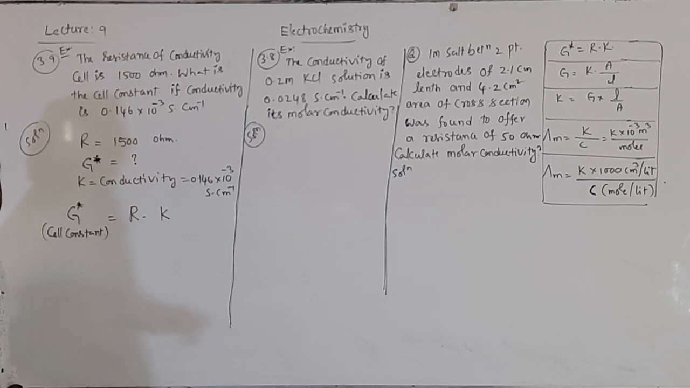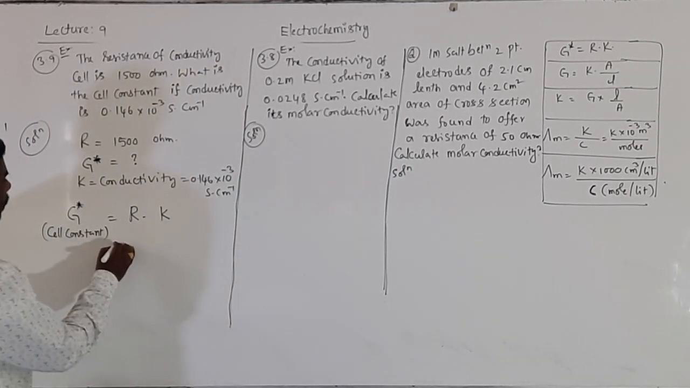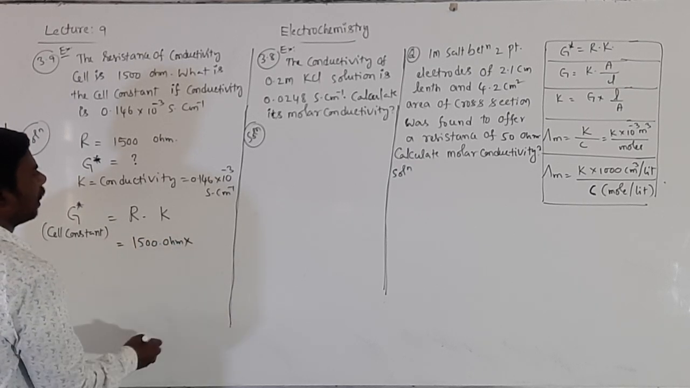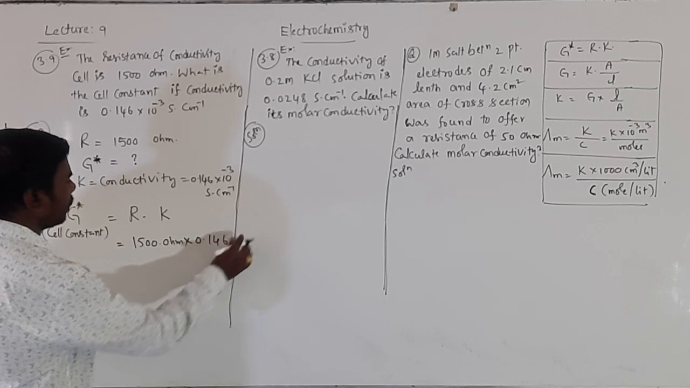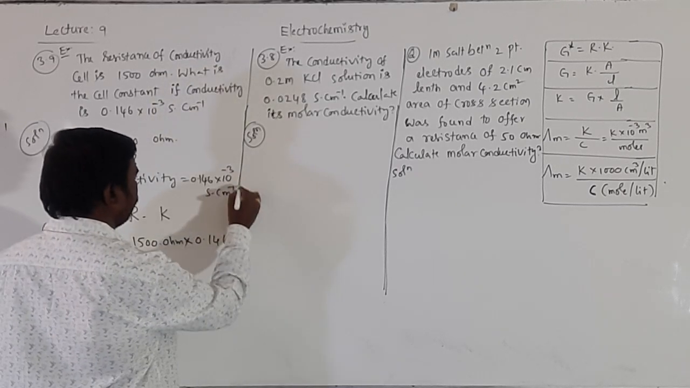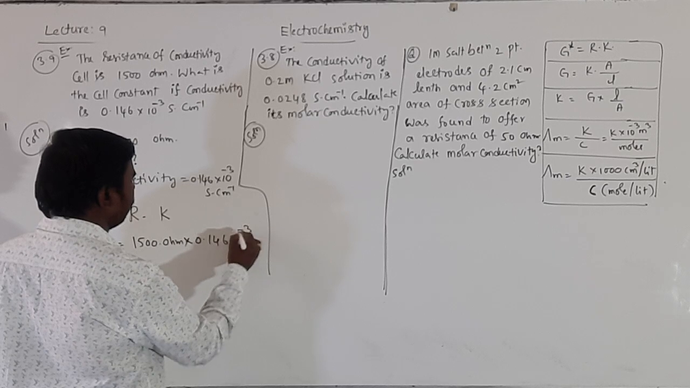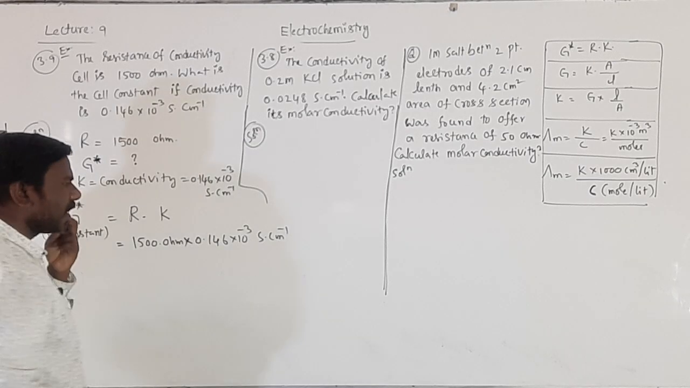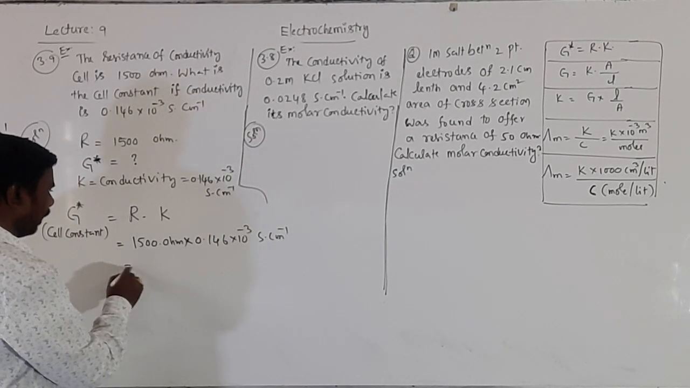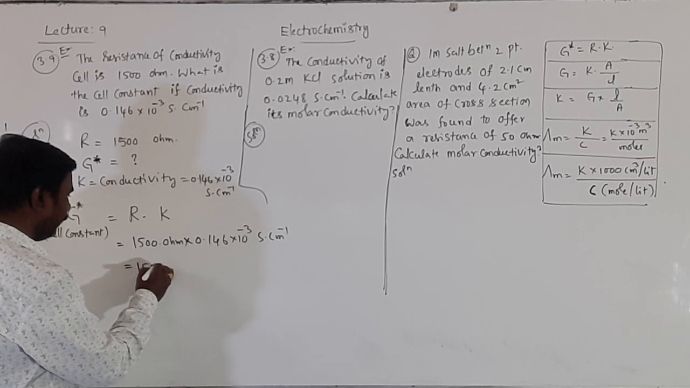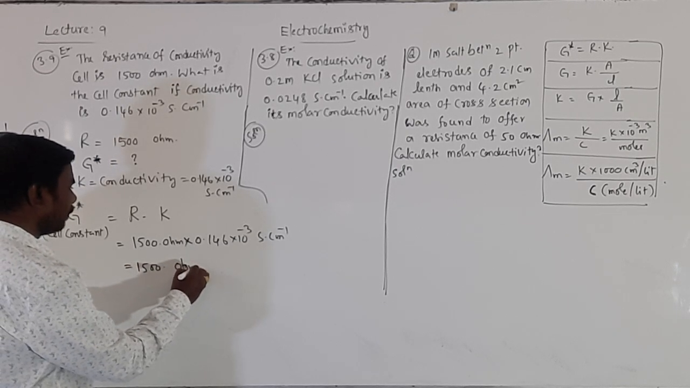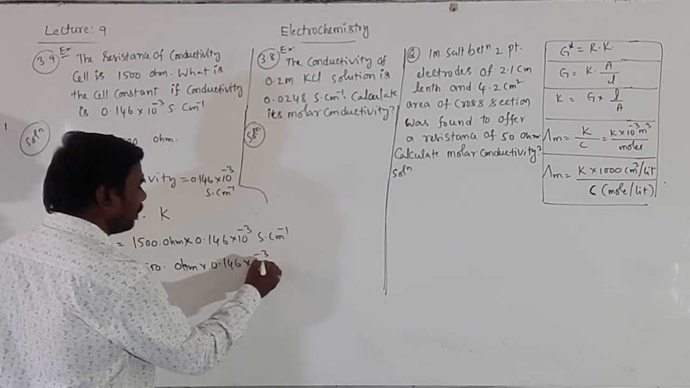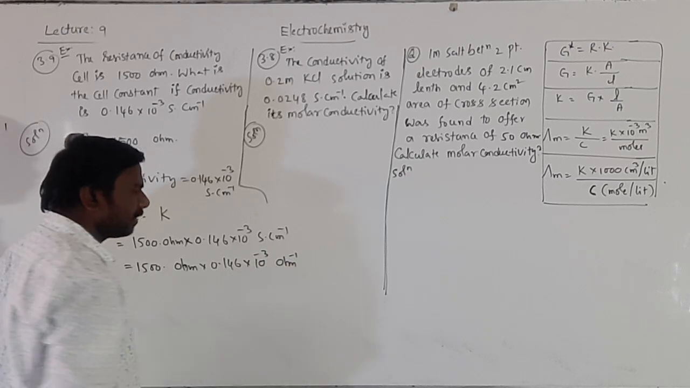K means conductivity, also called specific conductance. R equal to 1500 ohms into conductivity is 0.146 into 10 to the power of minus 3 Siemens centimeter inverse. Okay, students? Then it can be taken as 1500 ohm into 0.146 into 10 to the power of minus 3. Siemens will be taken as ohm inverse.